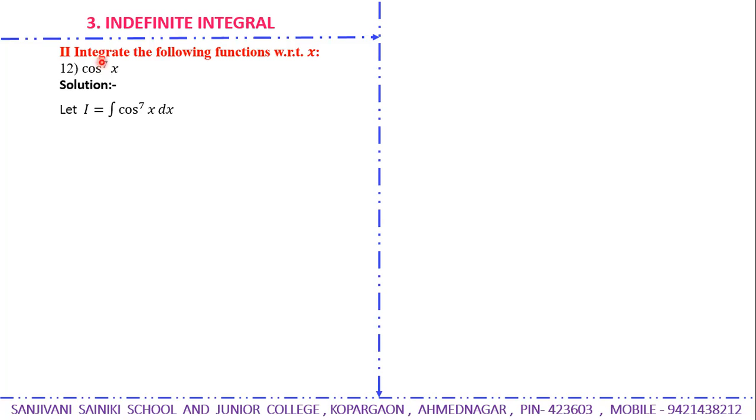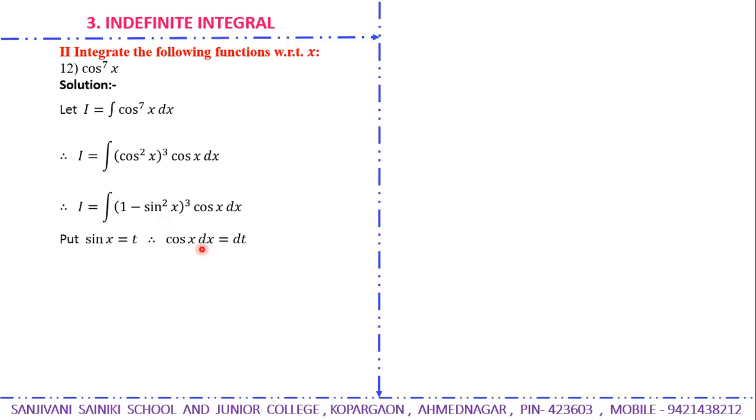Now cos raised to 7x. I is equal to integral of cos raised to 7x dx. So I is equal to integral of cos square x, whole cubed, into cos x dx. So I is equal to integral of 1 minus sin square x, whole cubed, into cos x dx. Here I will put the substitution sin x is equal to t. So cos x dx is dt. This cos x dx will be replaced by dt, and 1 minus sin square x is replaced by 1 minus t square, whole cubed.